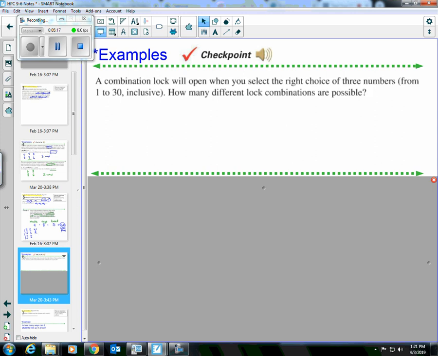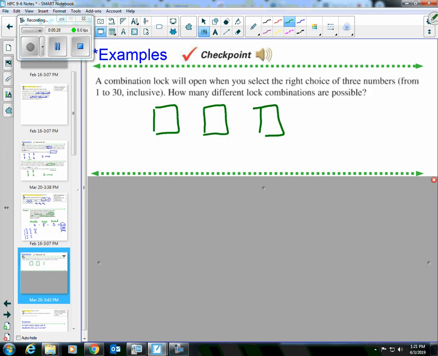So combination locks, like the locks you have on your lockers in gym or whatever. A combo lock will open when you select the right choice of 3 numbers. So there's a 3-number combo lock. How many different combinations are possible? Well, you can use the numbers on this particular lock, 1 through 30 inclusive. That means 1 is included and 30, so you can have any of those numbers.